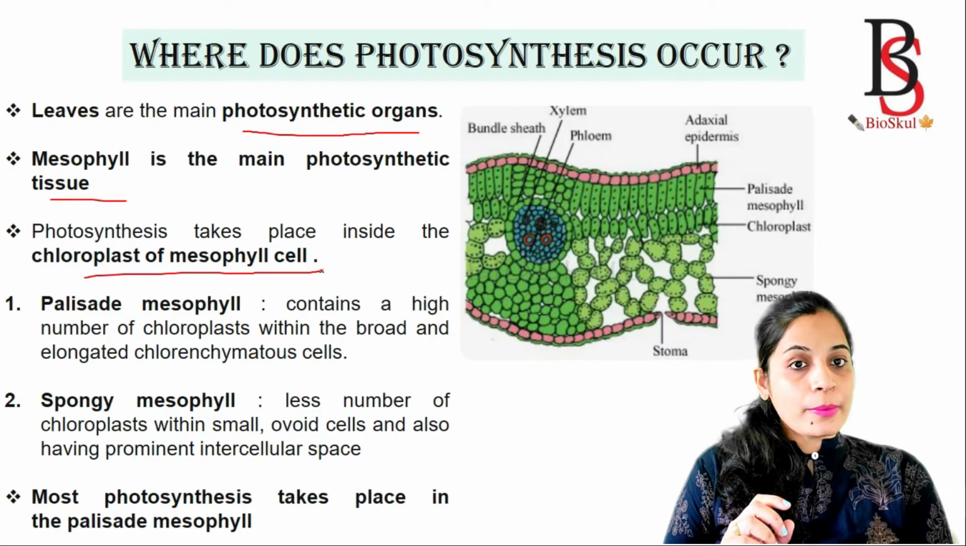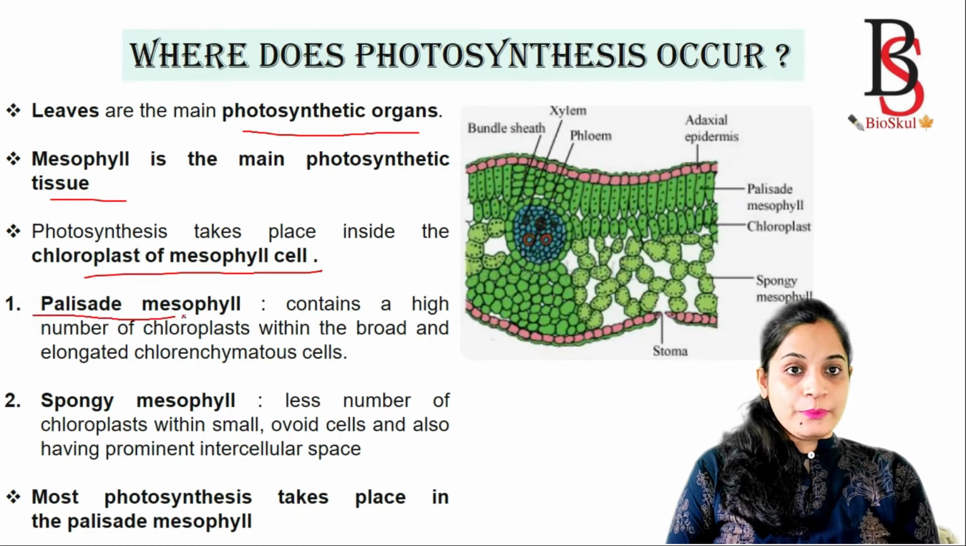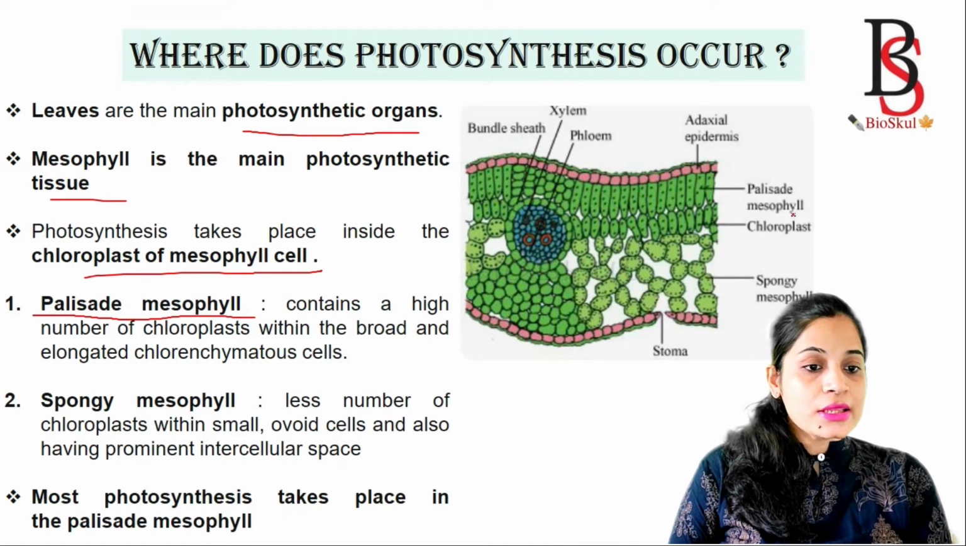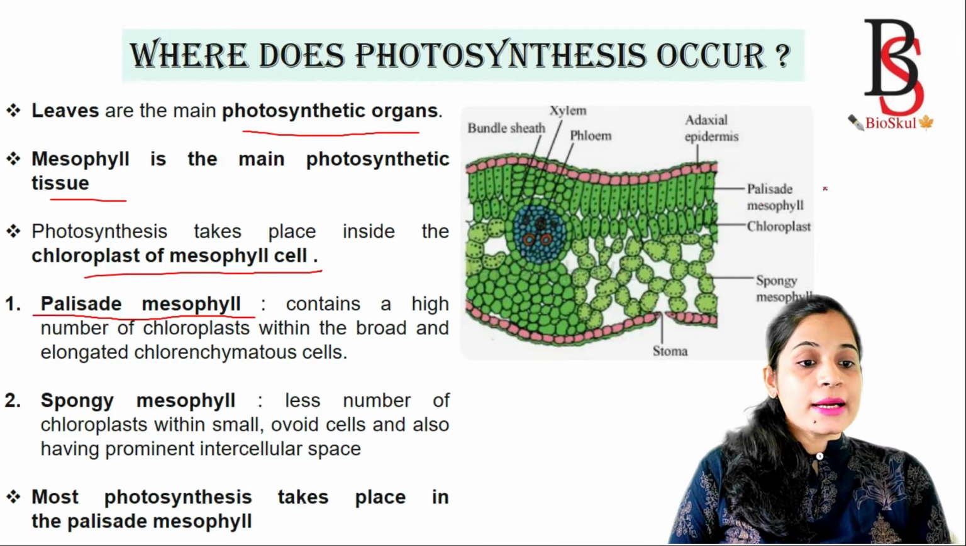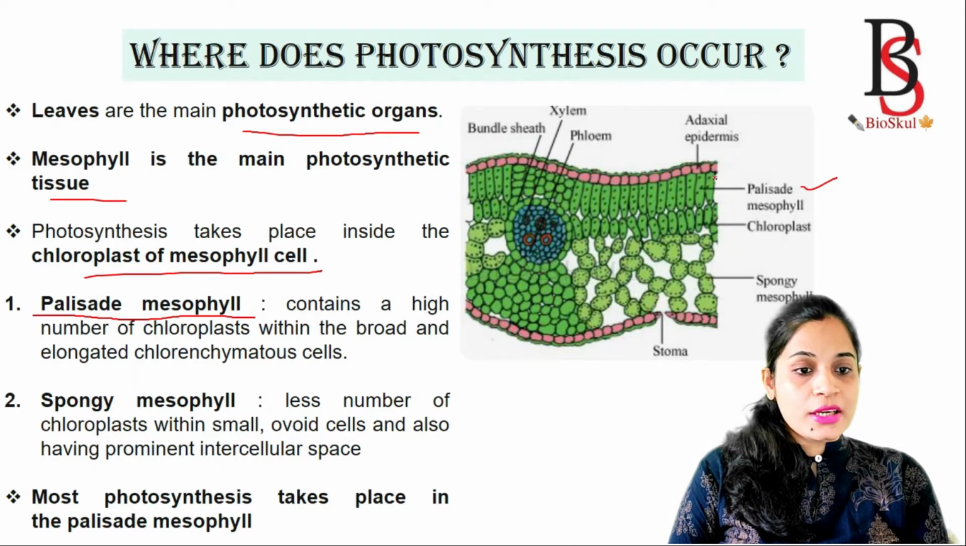There are two types of mesophyll cells present. One is known as the palisade mesophyll. Here in the diagram you can see this one is known as the palisade mesophyll cells. The palisade mesophyll cells are elongated cells, and they contain a large number of chloroplasts. Chloroplast is shown in black dots.